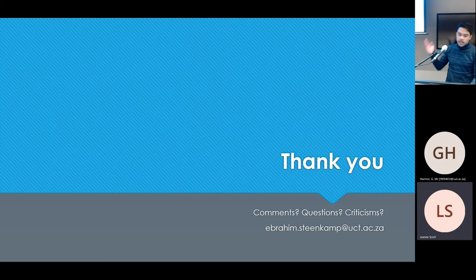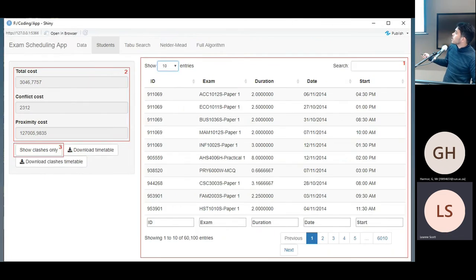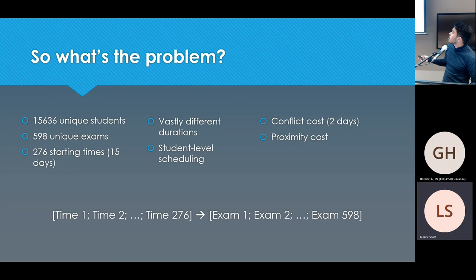I didn't really touch on it, but if I just go to one of the previous slides, I ran an optimizer for just over 2 days, and I did actually get a timetable that had no clashes. So in this specific case, it did exist, and I can't obviously say whether or not that exists in general.